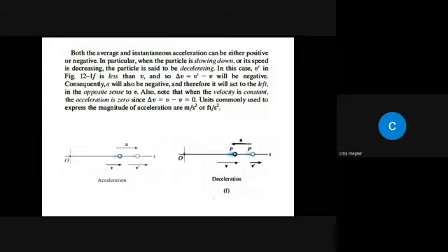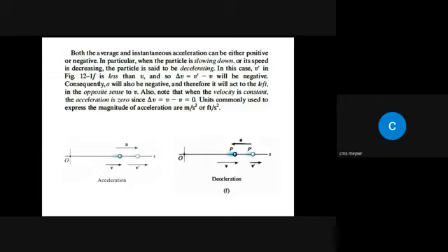In particular, when the particle is slowing down, or its speed is decreasing, the particle is said to be decelerating. In this case, v bar is less than v, meaning the final velocity is less than the initial velocity, and delta v, given as v bar minus v, will be negative. Similarly, if a is negative, it acts towards the left, in the opposite sense to v.